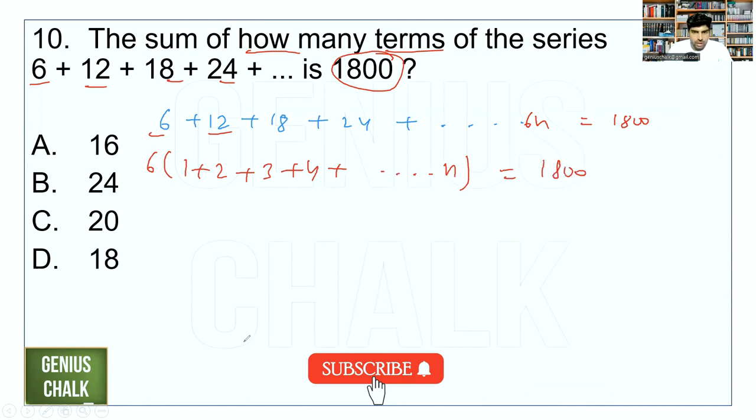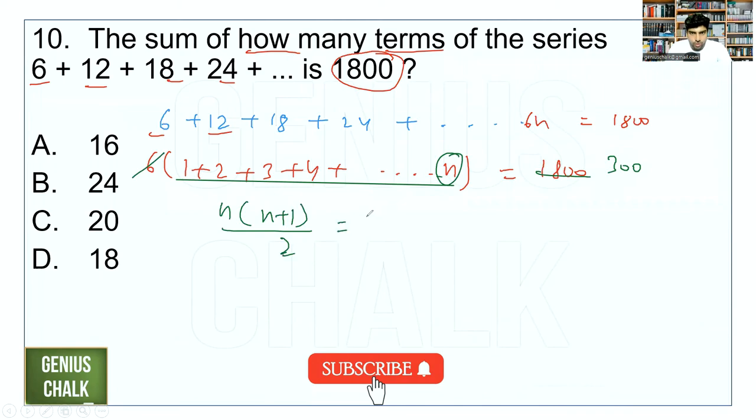I hope now you can solve this question, because we know the formula. 6 can be cancelled with this 1800, so you can cancel this, 6 threes. So we just need to find which value of N will give you 300 as the answer. If you know the formula, the sum of first N terms is N into N plus 1 by 2. And that has to be equal to 300. If you multiply this, you'll get N into N plus 1 equal to 600.